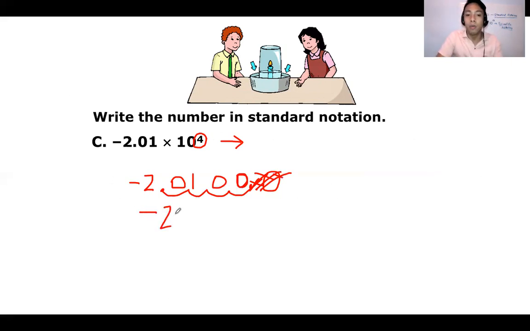Negative 2, 0, 1, 0, 0. Or negative 20,100. That's it. Okay? That is from this scientific notation to this standard notation.